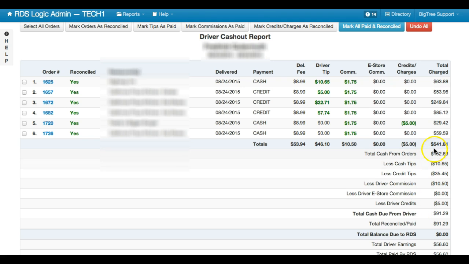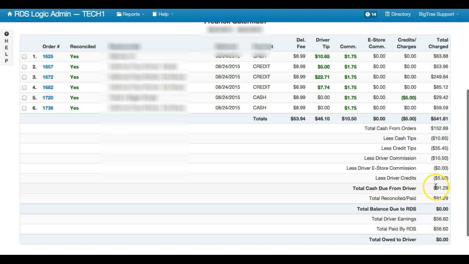Now he had his total cash from orders, less his cash tips, less his credit card tips, less his driver commission, less his driver credits, and he actually only owed us $91.29. So he paid us $91.29. And because we marked that we paid everything, which means we gave him his tips and commission out of that money, his driver earnings being $56.60, we paid him that $56.60, and now we owe him $0.